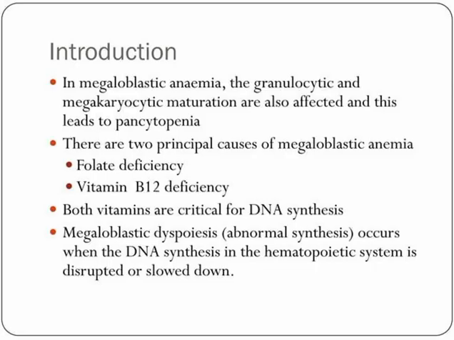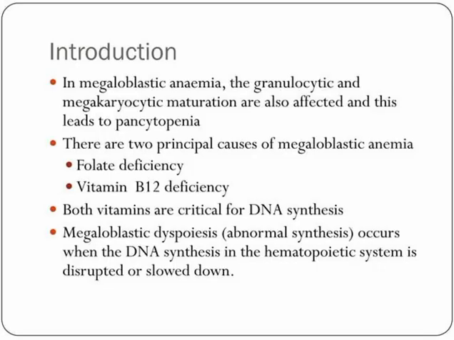The next one is megaloblastic dyspoiesis. This is another condition with an abnormal synthesis process. It happens when DNA replication is slowed or interrupted, but RNA synthesis and cytoplasmic growth continue at a normal pace, resulting in large, unbalanced cells. Here the DNA replication is interrupted, but the RNA synthesis and cytoplasmic growth continue at a normal pace.